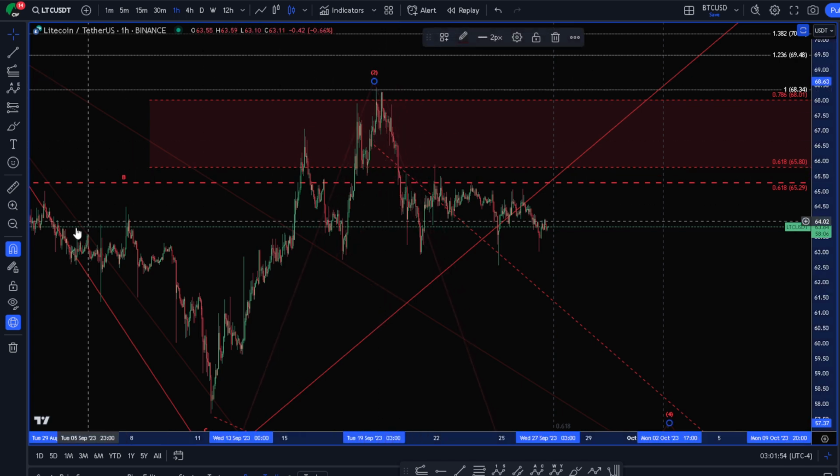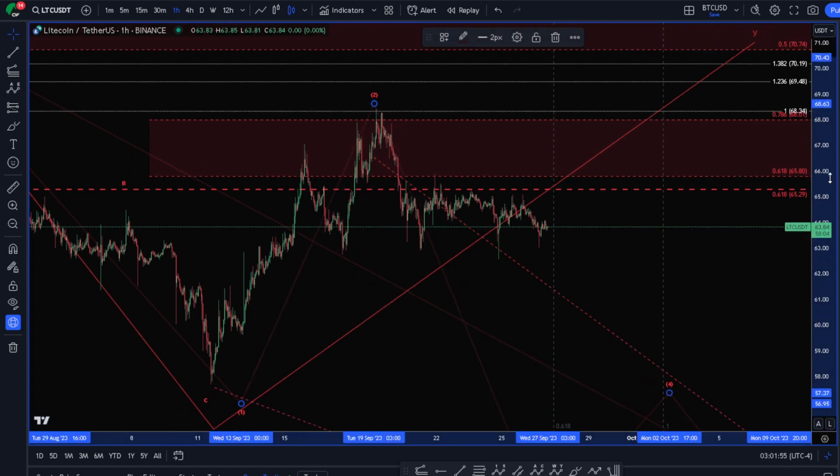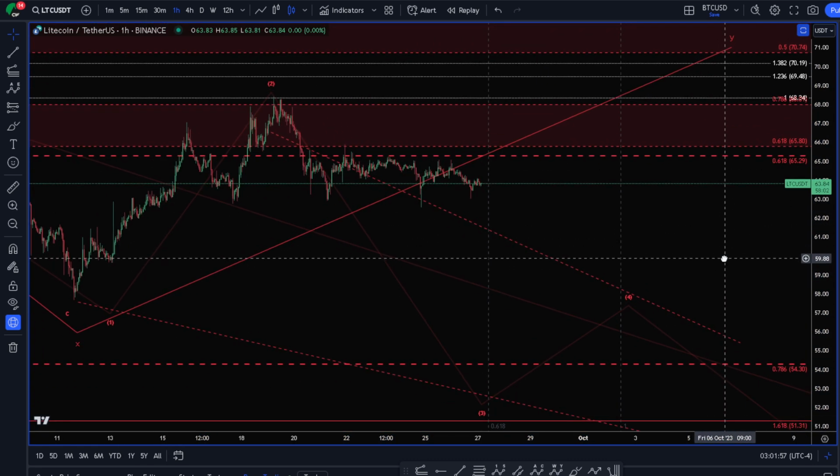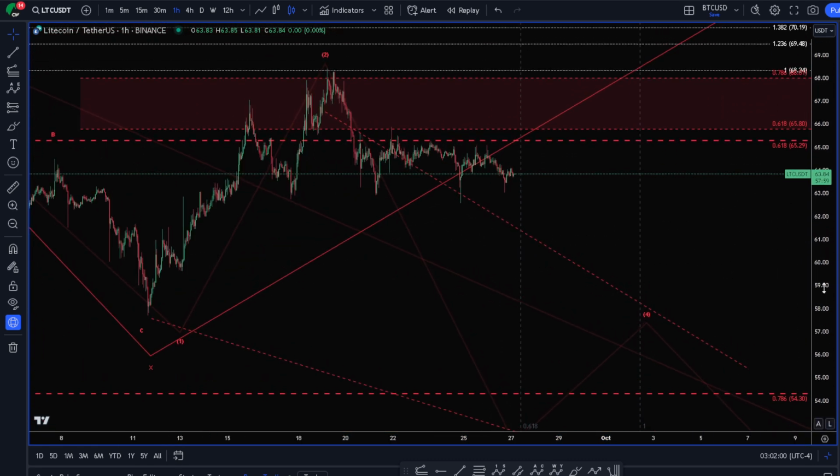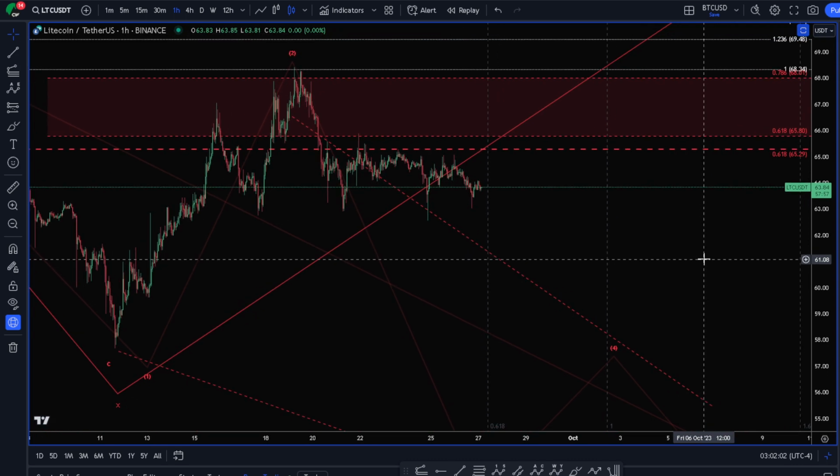I'm just doing this in real time, guys, just to show you what I'm thinking. There's just so many other things to trade at the moment, so this one hasn't taken much of my attention.